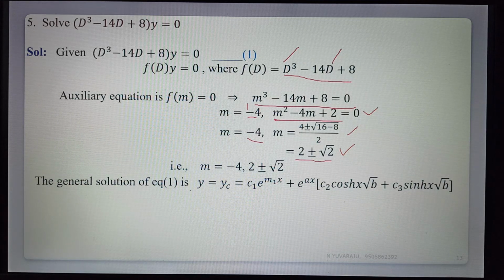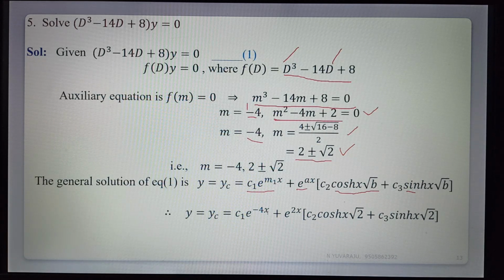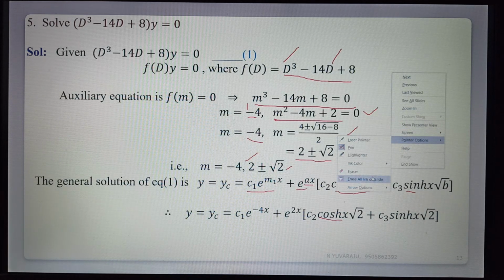Therefore the solution is yc = c1 e^(m1 x) for the first root. For the remaining roots of the form a ± √b, e^(ax) (c2 cosh(√b x) + c3 sinh(√b x)). Substituting a and b, yc = c1 e^(-4x) + e^(2x) (c2 cosh(√2 x) + c3 sinh(√2 x)). This is the solution of the given equation.